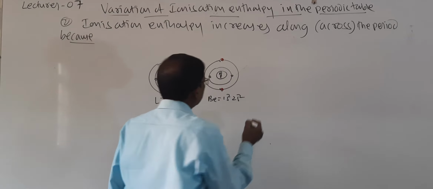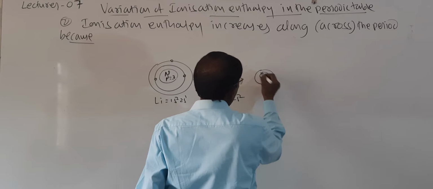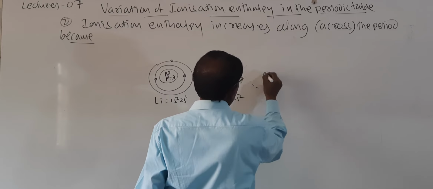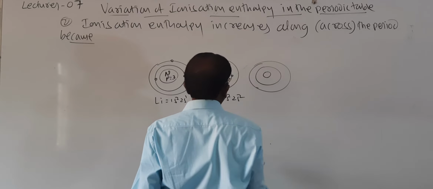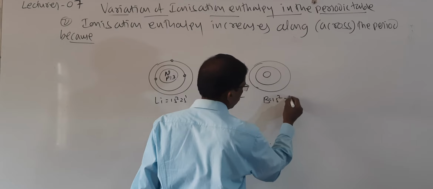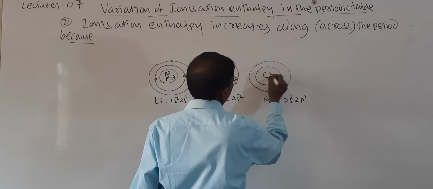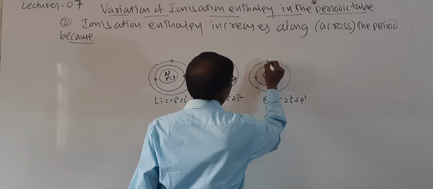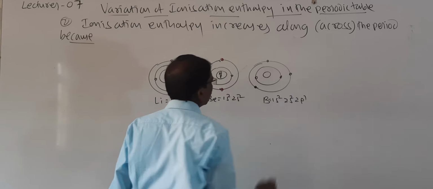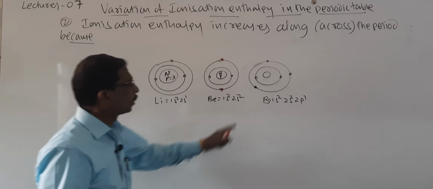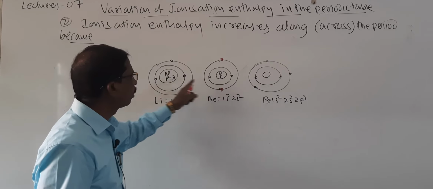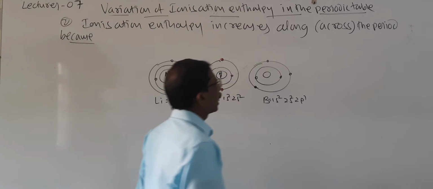And third one, it is boron: 1s2, 2s2, 2p1. So 2 electrons in the first shell, 2 in the second, then 1 in 2p, so 5 electrons are there. Beryllium has 4 electrons. Then carbon.